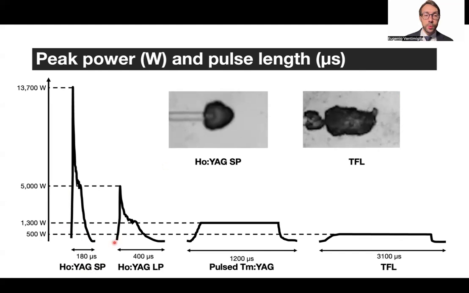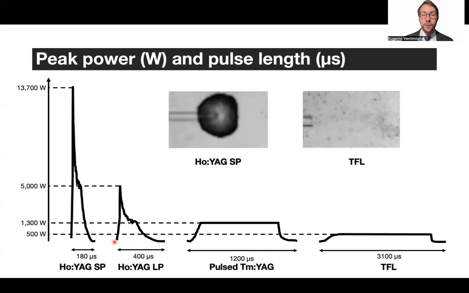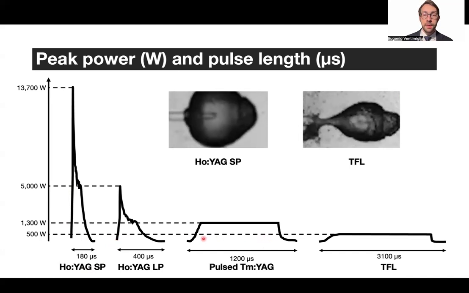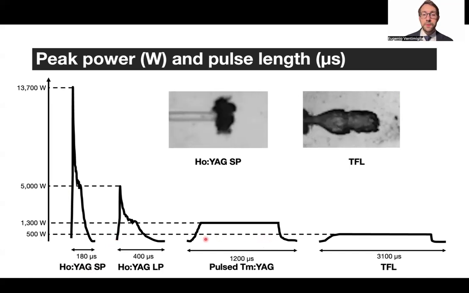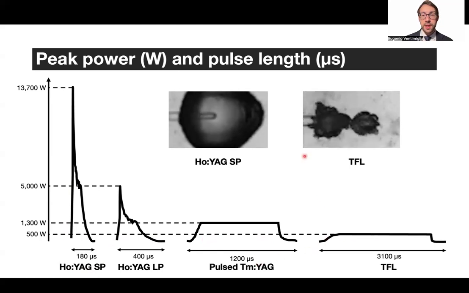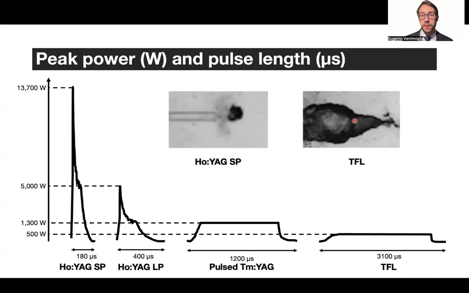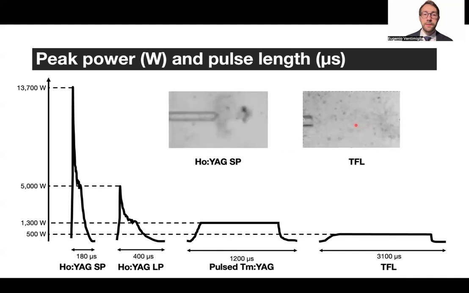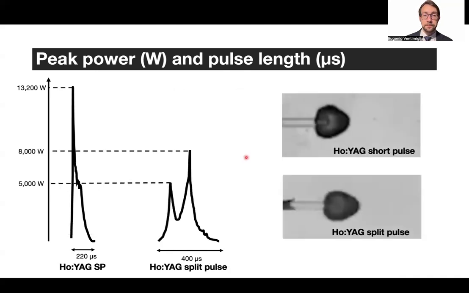At the same time, holmium YAG can be stretched in terms of pulse and have a lower peak power, but if we are looking for very low peak powers, we need to move to thulium YAG and also to thulium fiber laser. You see here that the bubble coming from thulium fiber laser is much smaller in diameter and much less explosive than holmium YAG itself.